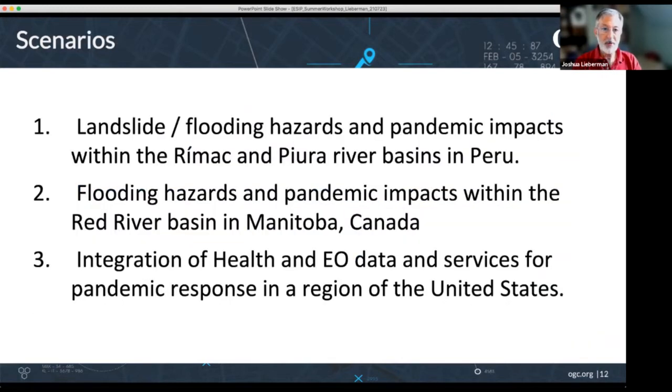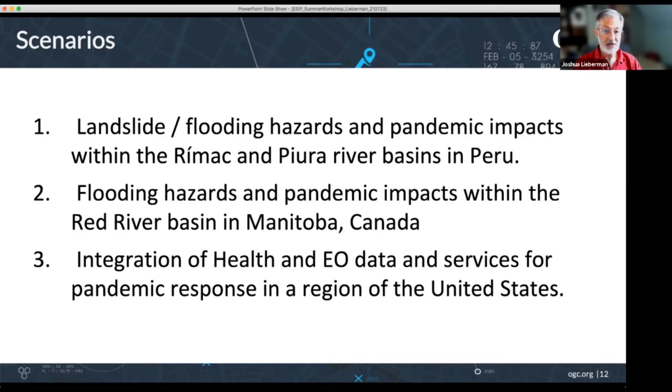So because we're trying to go pretty deeply into the processes, the techniques of sharing information, we've focused a bit on 3 hazards and on 3 regions to look at the data sharing for them. The first addresses landslides and flooding hazards together with pandemic impacts within 2 river basins in Peru, the Rimac, which is in the vicinity of Lima, and Piura, which is farther to the north. And Dave mentioned, we're going to work with and help the Peruvian Space Agency and other Peruvian organizations to more scalably leverage their observations from PeruSat-1 to do that.